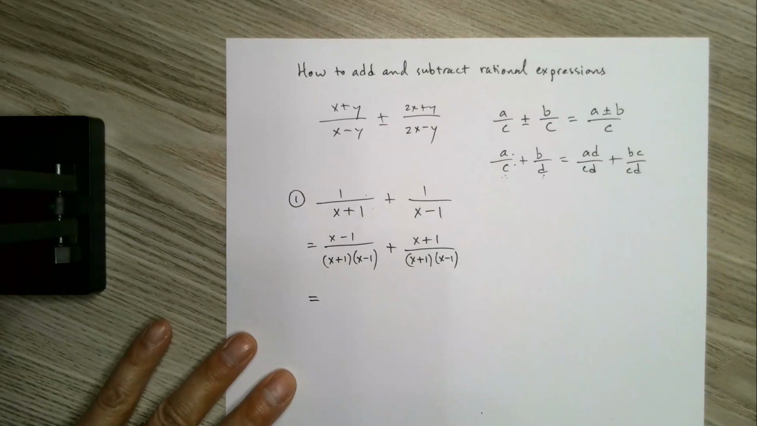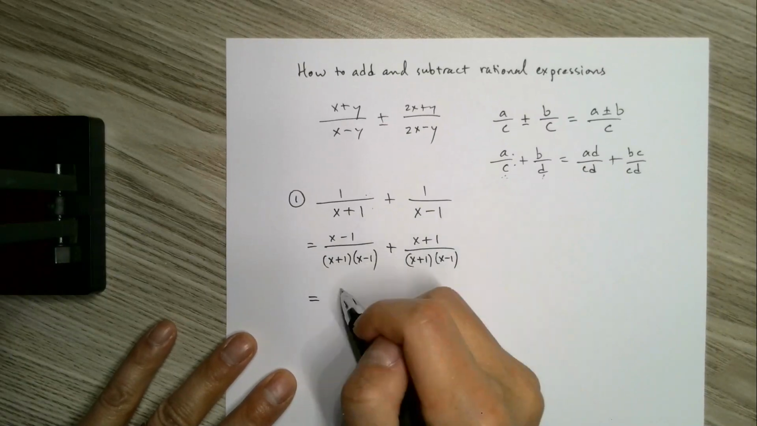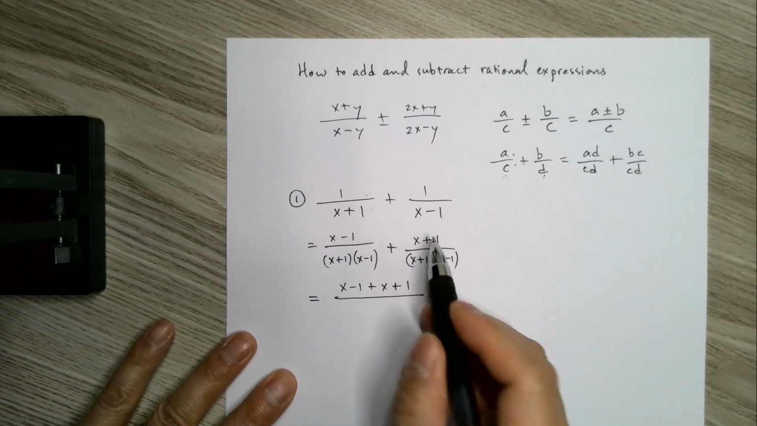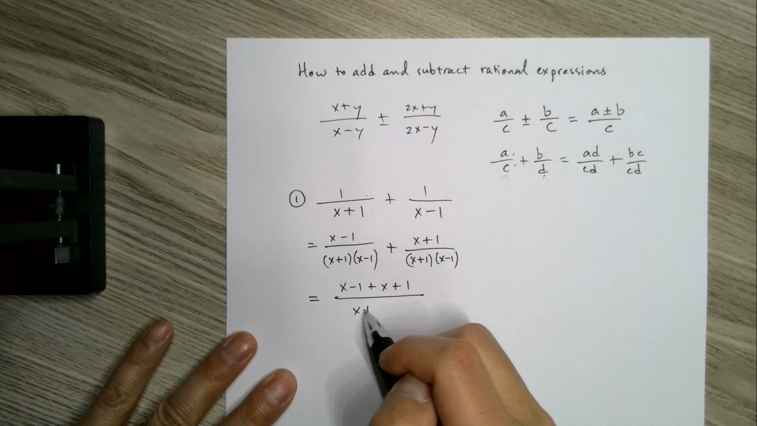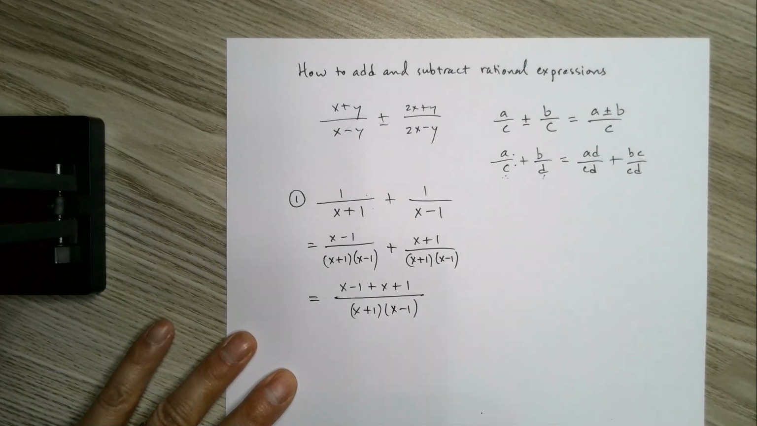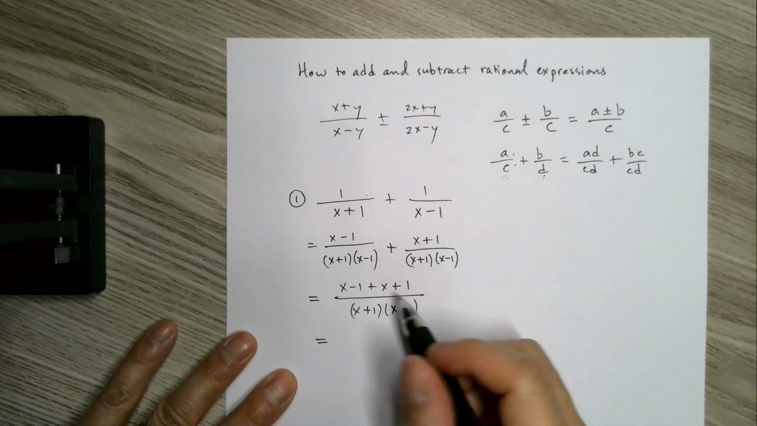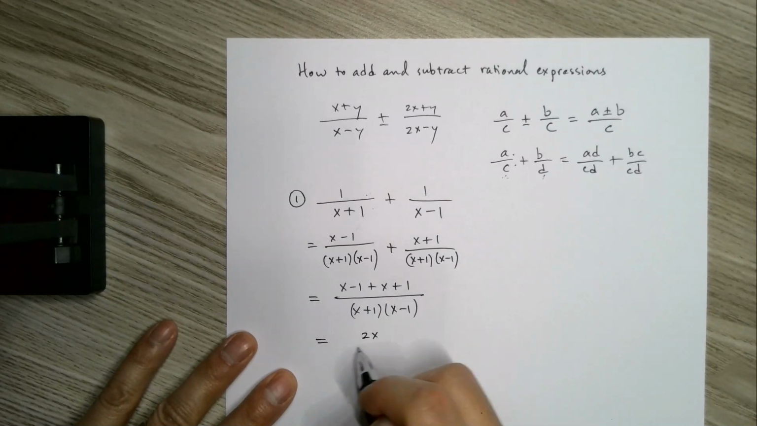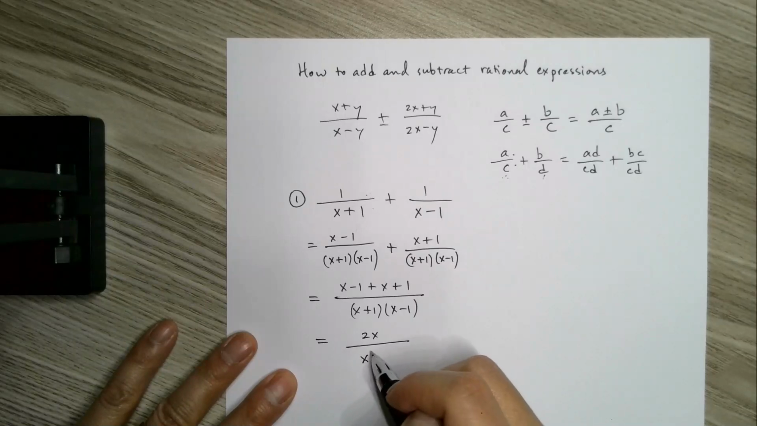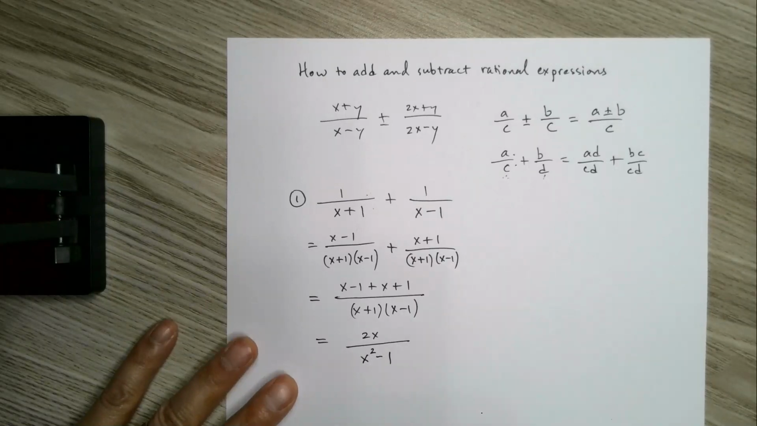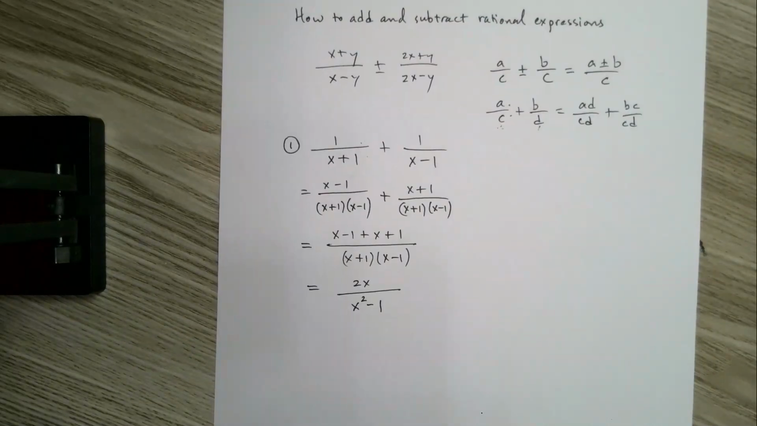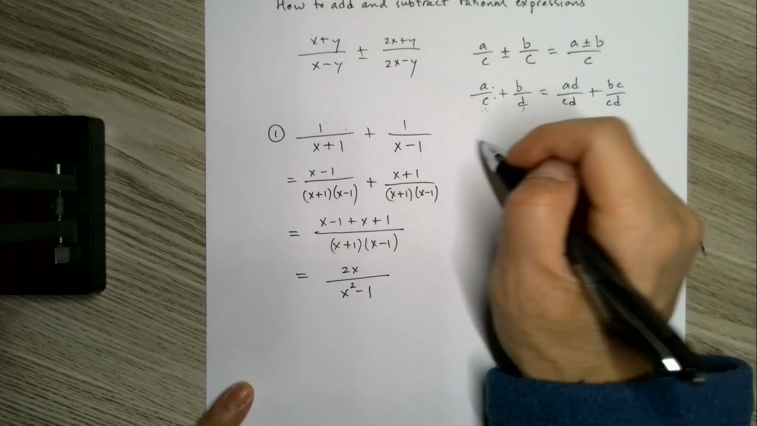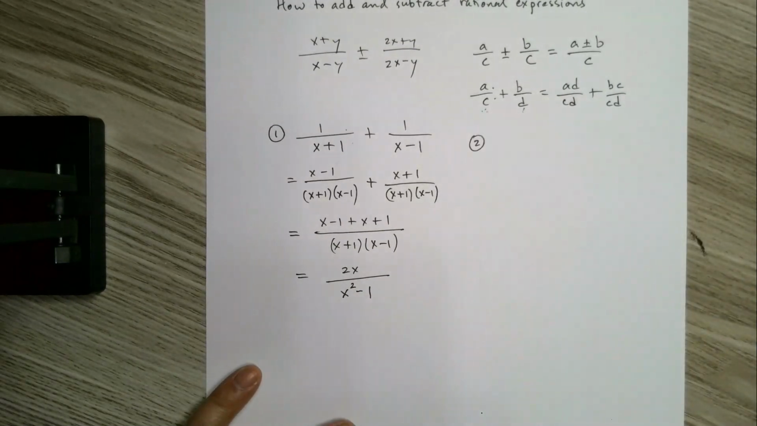And now I may add the fractions. That's the sum of the two numerators, and this is my common denominator. These cancel each other, so I get 2x in the top, and I'll go ahead and write that denominator as x squared minus 1, and there you go. Okay, nothing too fancy about that. Here we go with the second example.